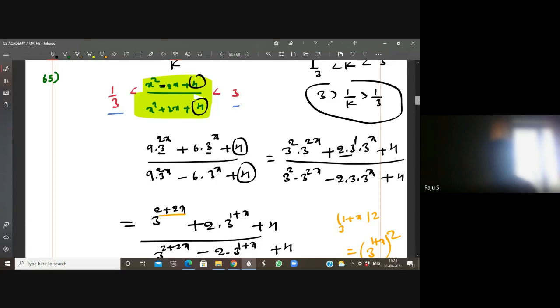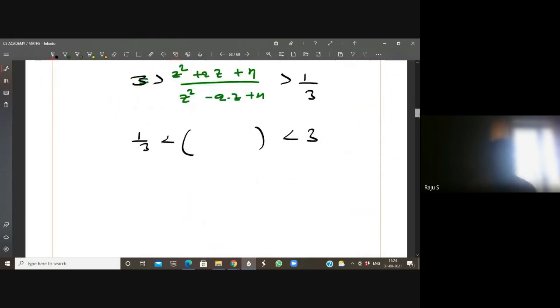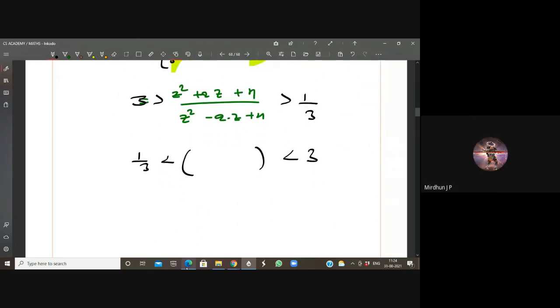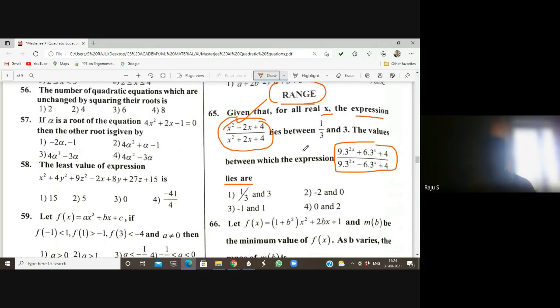So the range of the given expression also is what? Finally, the same only, sir. 1 by 3 and 3. Exactly the same only. That's all. So the range is 1 by 3 and 3. Got it?